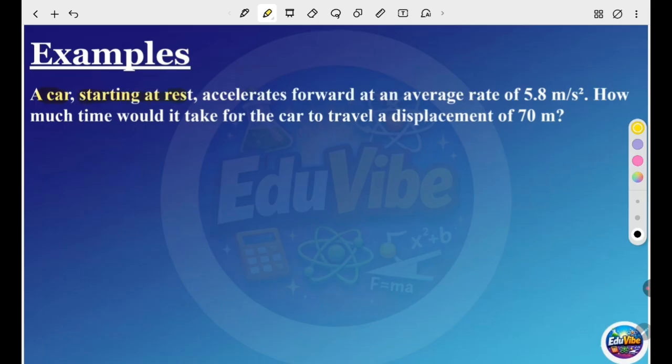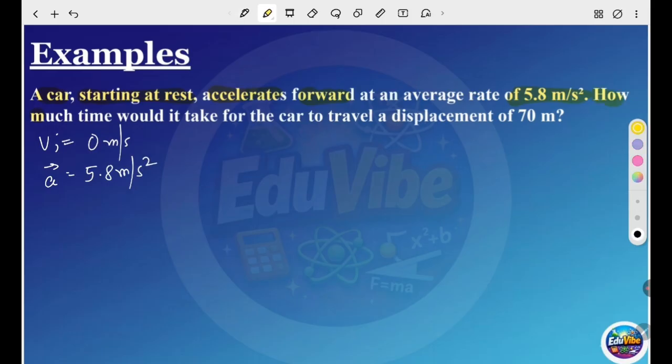The car starts at rest. Now they mention a car starting at rest, so that means our initial velocity is 0 meter per second. And then it accelerates forward at an average rate of 5.8 meter per second square. You can see from the units, meter per second square, that this is acceleration. So now our acceleration is given, which is 5.8 meter per second square.